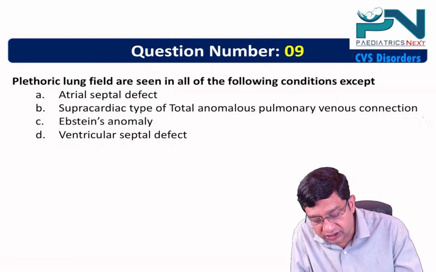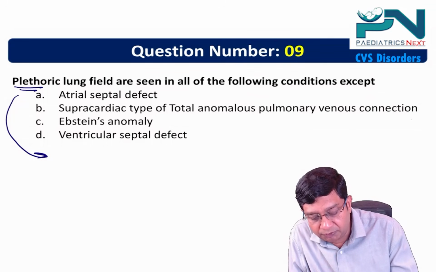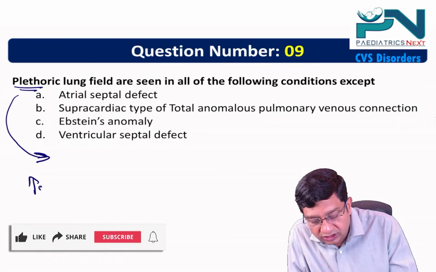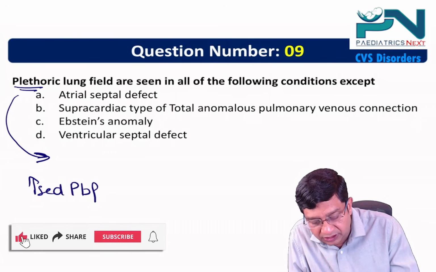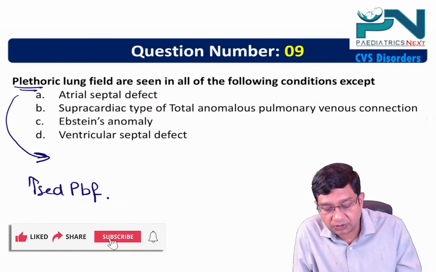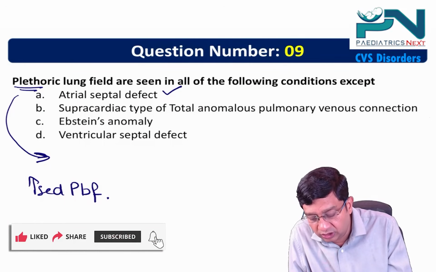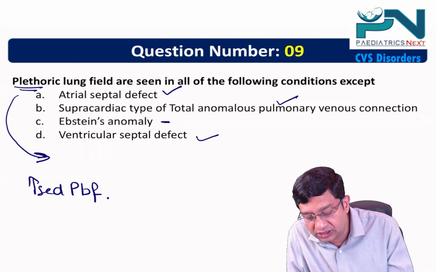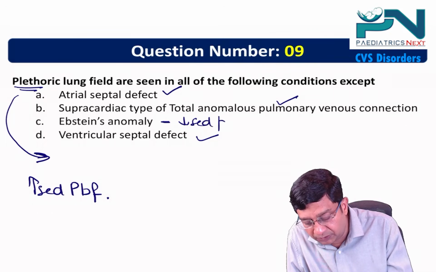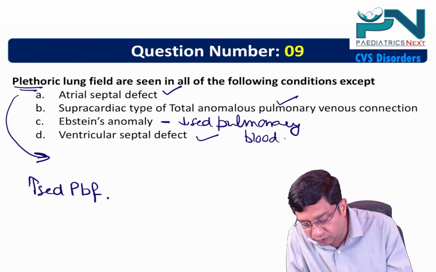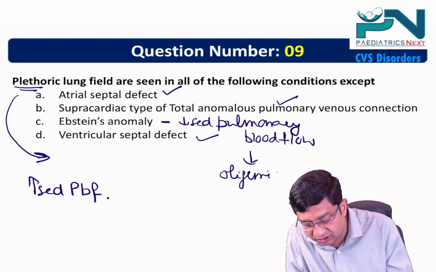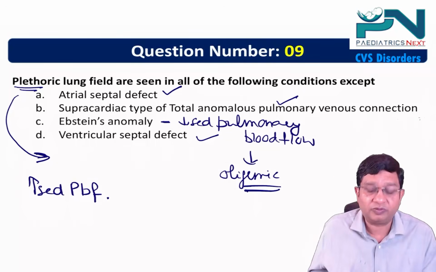Plethoric lung fields are seen. Plethora means the pulmonary blood vessel markings are prominent. So what we say, this will be seen if there is increased pulmonary blood flow. Now this increased pulmonary blood flow can be seen in ASD, supracardiac type of TAPVC, in VSD, but in Epstein's anomaly, there is decreased pulmonary blood flow. And because there is decreased pulmonary blood flow, what we get is basically the oligemic lung fields.